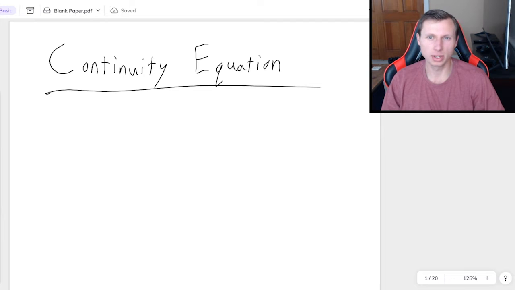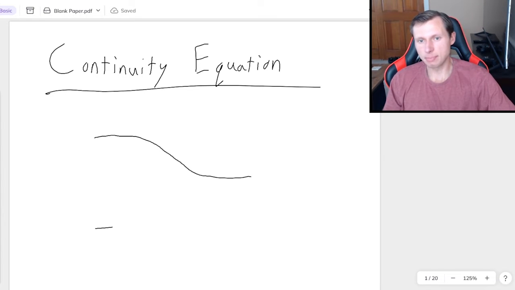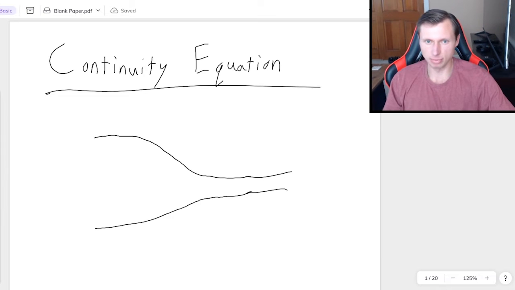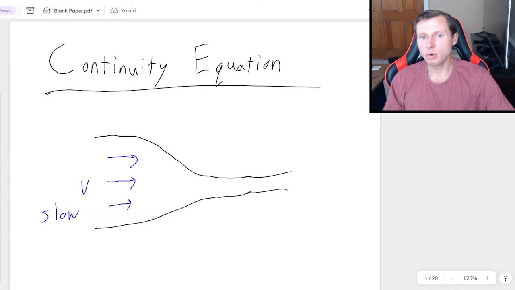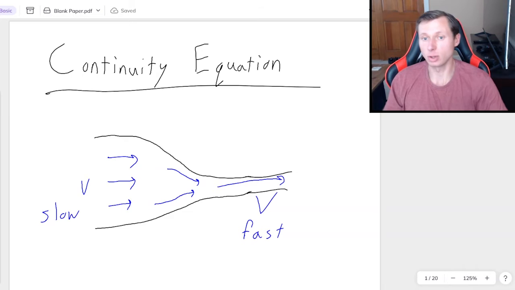In today's video, we're going to talk about the continuity equation for fluids. So here's what we're looking at. We have a big section of pipe leading into a much smaller section of pipe. And so basically what we notice, if we do this in real life, is that the velocity here is very small. In other words, the fluid is moving very slowly. And then when we get into this tight region right here, the fluid starts moving very fast. V, the velocity, is a very large number.